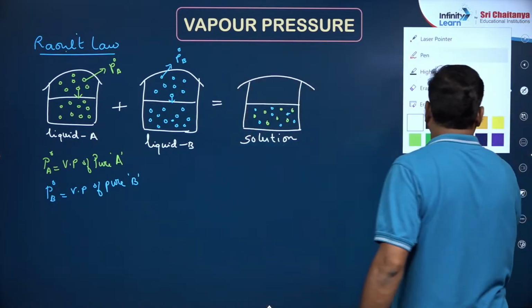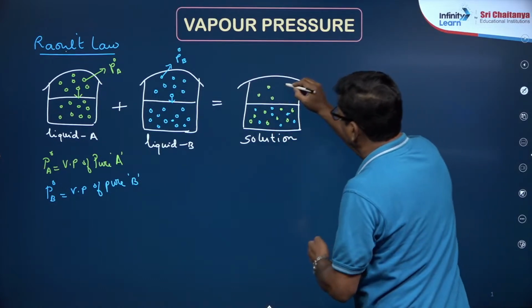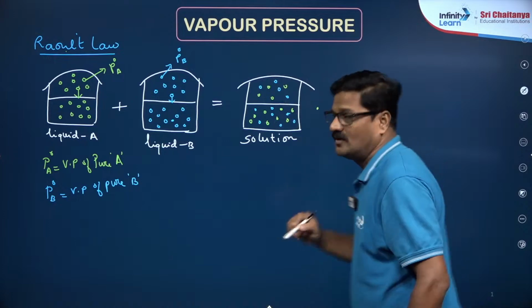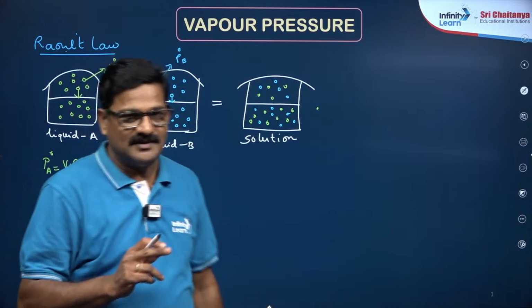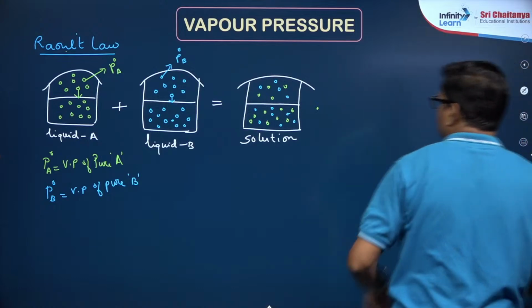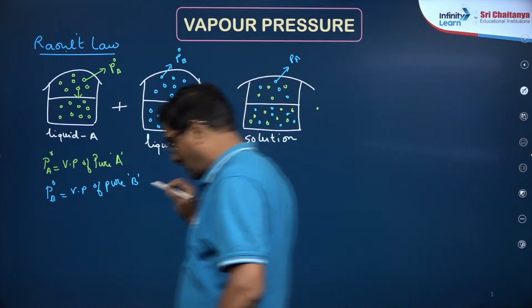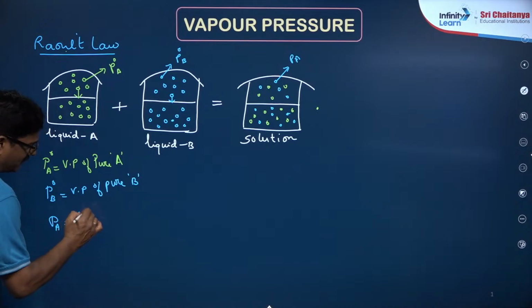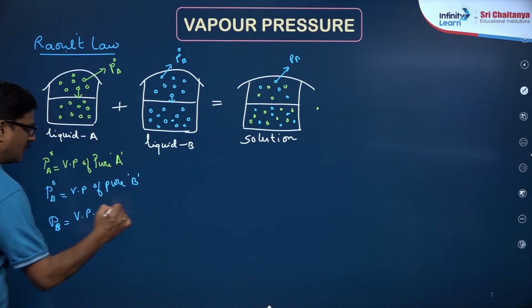In this solution A is in the liquid state, it also evaporates, and B is also there in the solution, so B is also evaporating. Now this is the vapor, it also causes pressure, that is called the vapor pressure of the solution. In this I just want to say, this indicates PA. PA is the partial vapor pressure of component A, component B in solution.